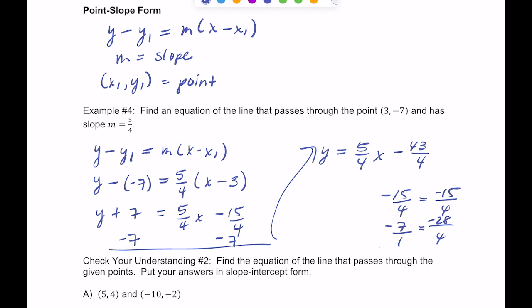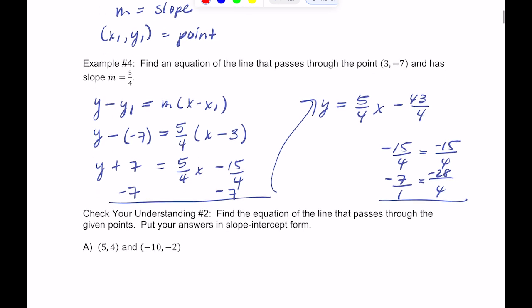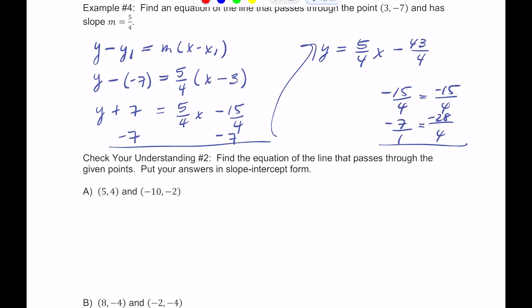-28/4 is the same thing as -7, right? So all we did was create an equivalent fraction. And now since my denominators are both 4, I can add the numerators, right? Or subtract them, whatever the case is. So here I'm going to add -15 plus -28, which gives me -43, and it's over 4. At this point, I'd like you to pause the video and practice some of these problems on your own, and then you can unpause the video when you're ready to move on.